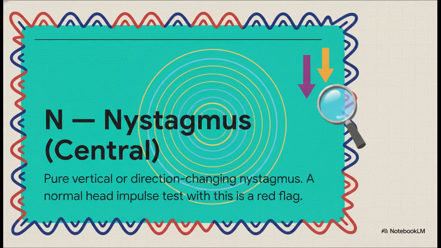Okay, N is for nystagmus, but specifically a central pattern. You really want to be on the lookout for nystagmus that's purely vertical or that changes direction. But here's the real clinical pearl, it's the combination that matters. When you see this kind of nystagmus or a skew deviation, but their head impulse test is normal, that is a massive pointer towards a central lesion.